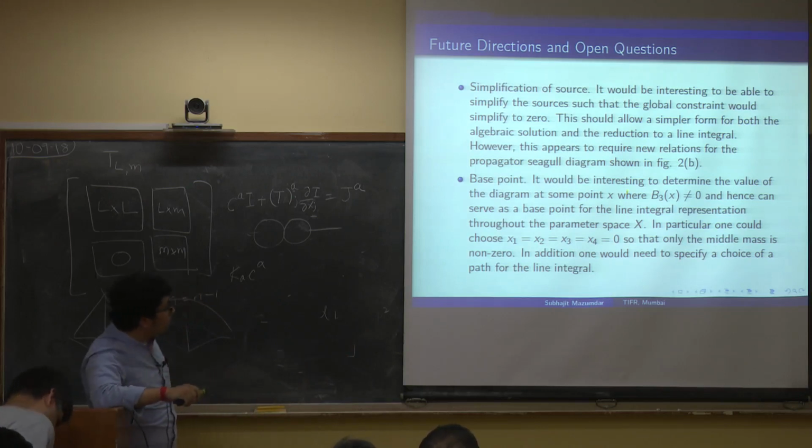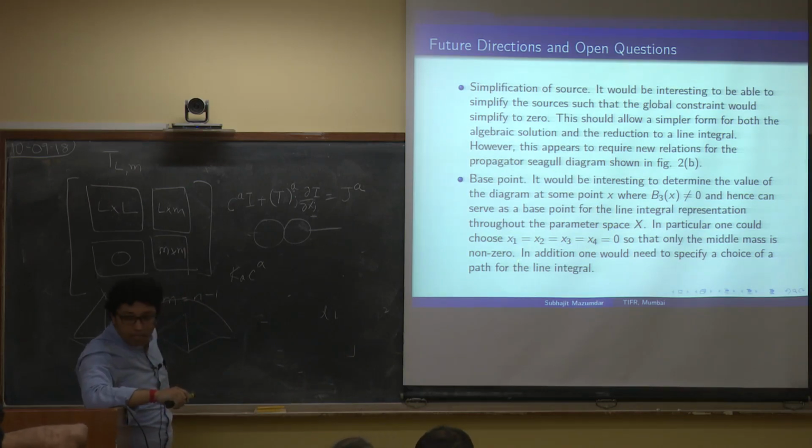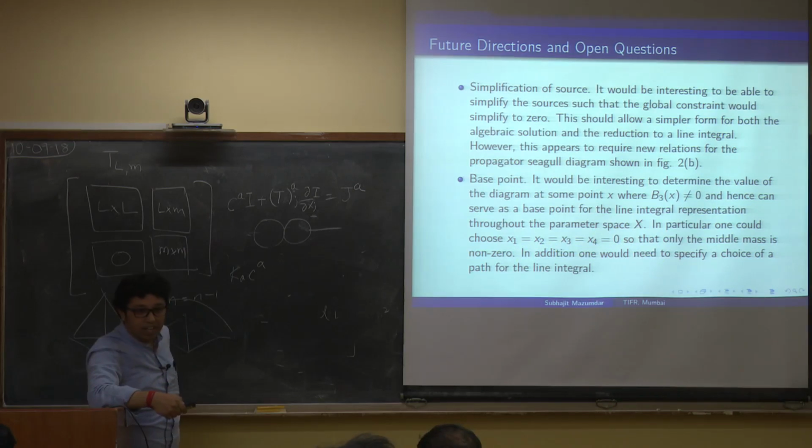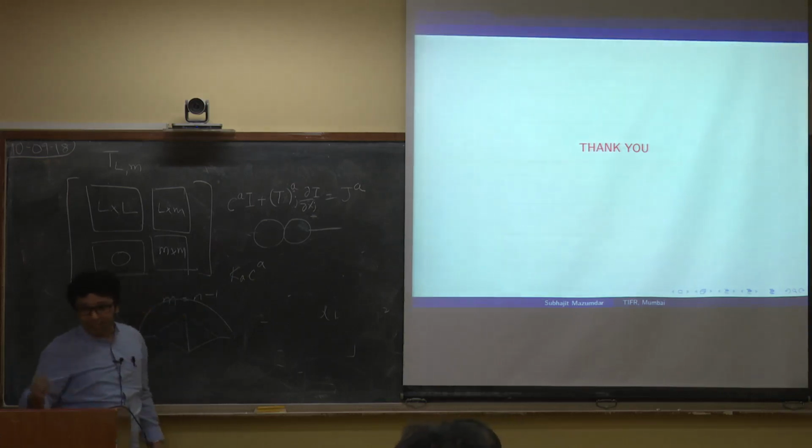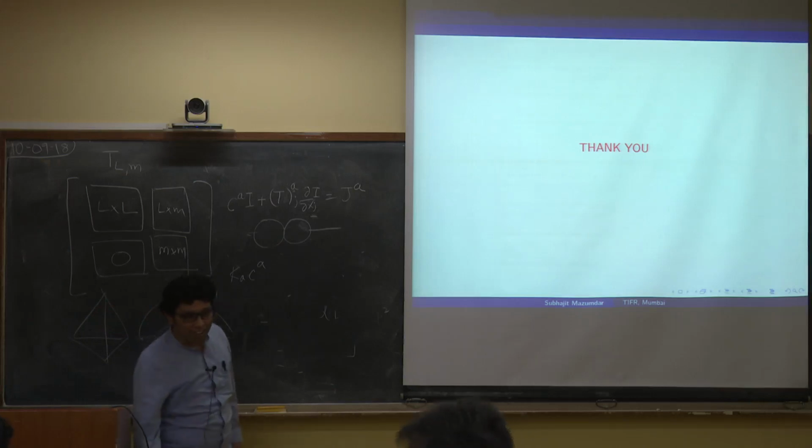And also what Shiraz pointed out is that a good base point will be starting with this, except the middle line. If we can calculate by Schwinger parameterization and so on, one could solve as a line integral for the other. So thank you for your attention. Sorry for taking longer time.